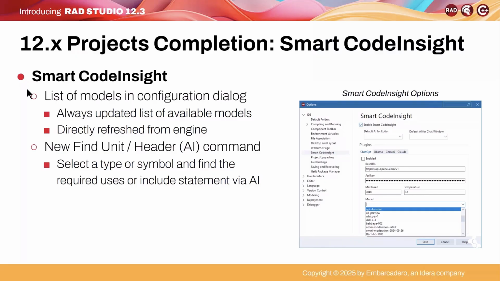Finally, there is one new feature among the editor commands, which is find unit. The idea is you select a type or a symbol, and you can find the required use statement to include in the code. Let's have a quick demo of these features.